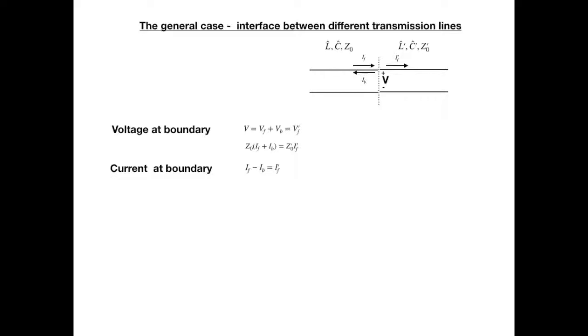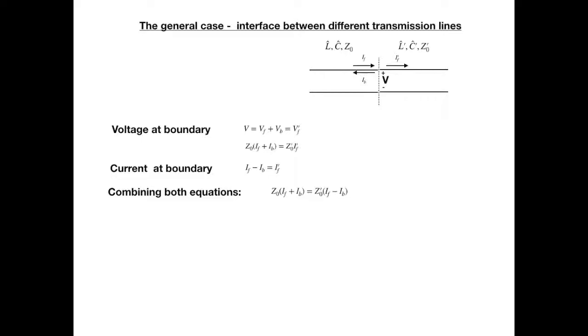So let's do some algebra. The voltage at the left side of the interface is the sum of the forward wave and the backward wave, namely the voltage sum, and it's equal to the voltage on the other side, which is V prime forward. Using the relation between the impedance and the current and the voltage, we get this equation. And for the current, we just have that the total current going into the interface and out of the interface should be identical because of charge conservation.